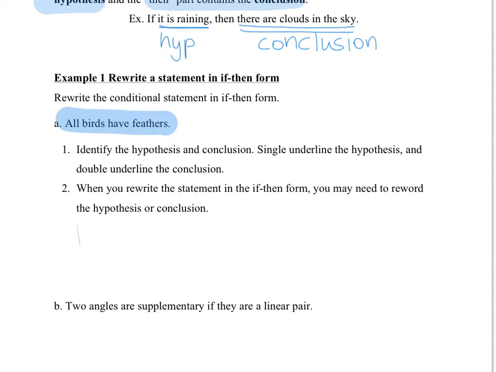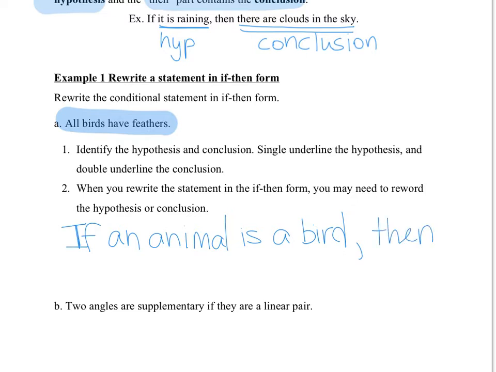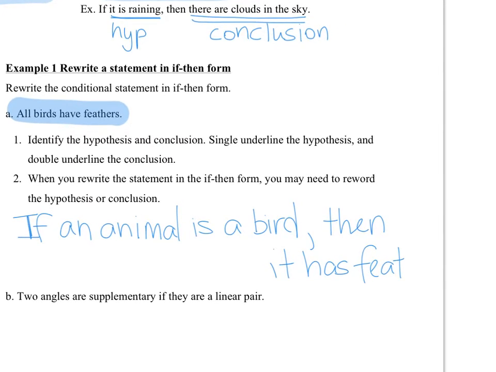So if an animal is a bird, and I'm okay with using pronouns, then it has feathers. So we underline single the hypothesis and double underline the conclusion.